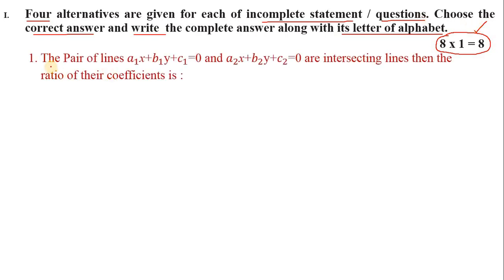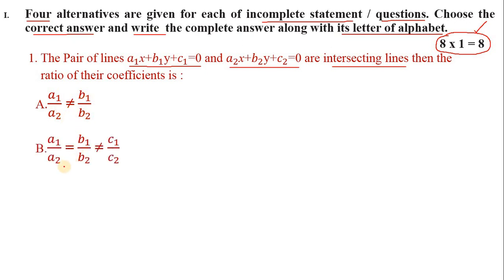Your first question is, the pair of lines a1x + b1y + c1 = 0 and a2x + b2y + c2 = 0 are intersecting lines, then the ratio of their coefficients is: the first one, a1/a2 is not equal to b1/b2; second, a1/a2 = b1/b2, which is not equal to c1/c2; third option, a1/a2 = b1/b2 = c1/c2; fourth option, a1/a2 = b1/b2.